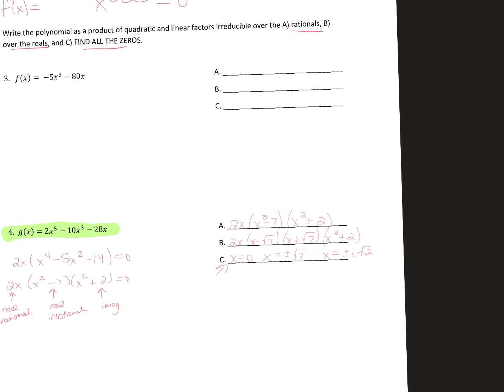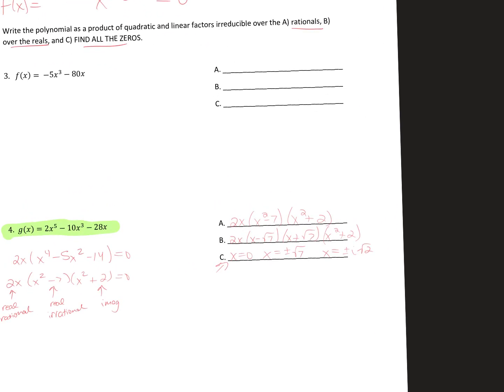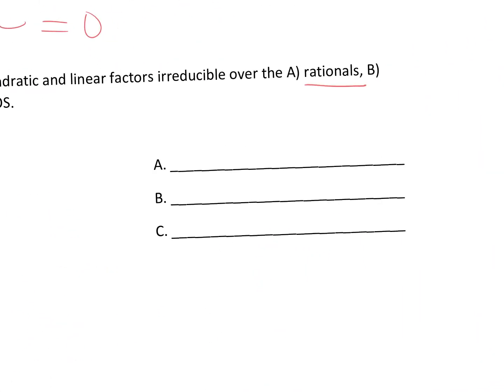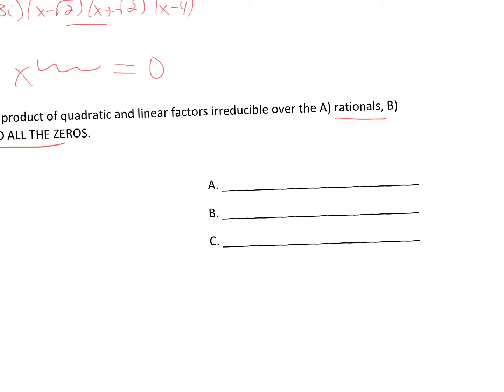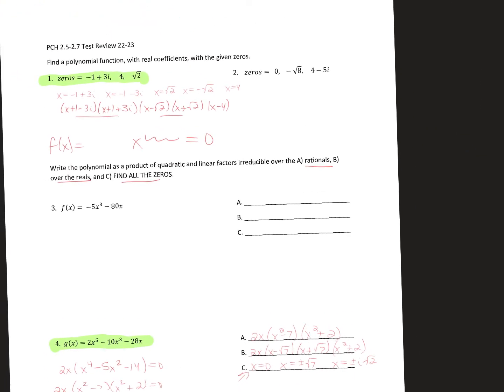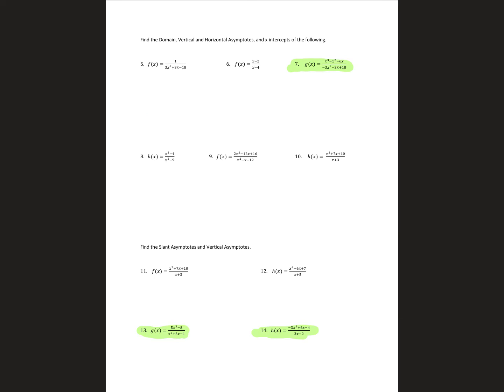And again, I'm going to post all the answers, I promise. The zeros. And then B is irrational? It's over the reals. No. Oh. Rational means pretty. All right, now I'm going to post all the answers, I promise.